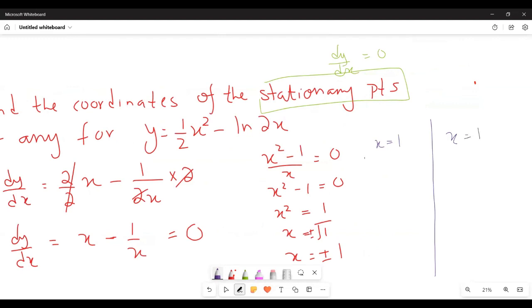For the first one, it's y equals half times 1 square minus ln 2. So that's going to be half minus ln 2. So the first coordinate of the stationary point is (1, half minus ln 2).